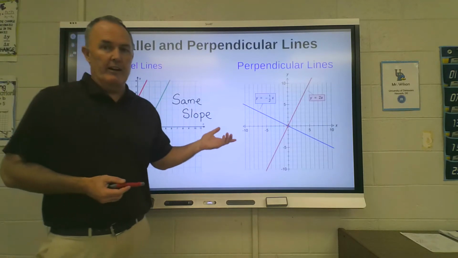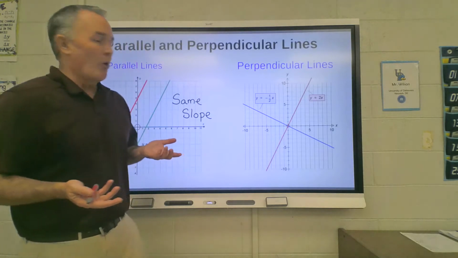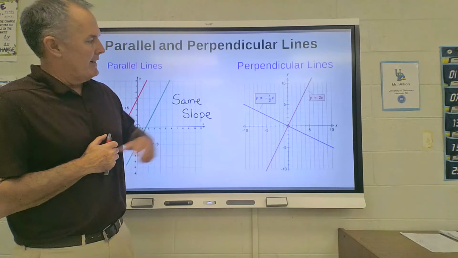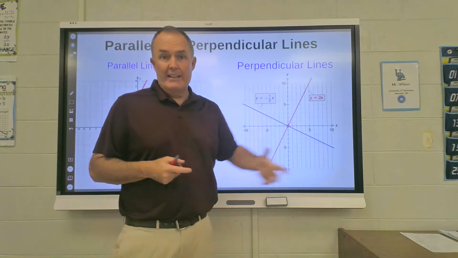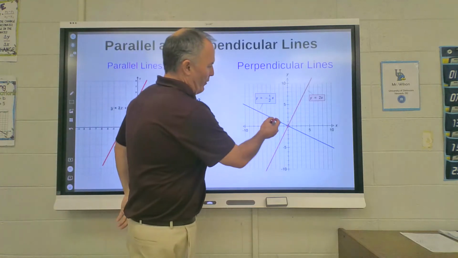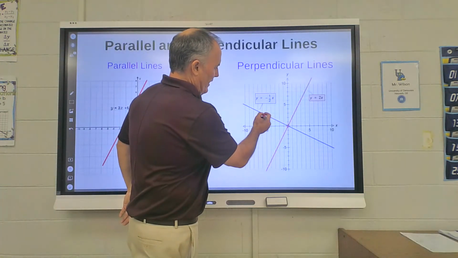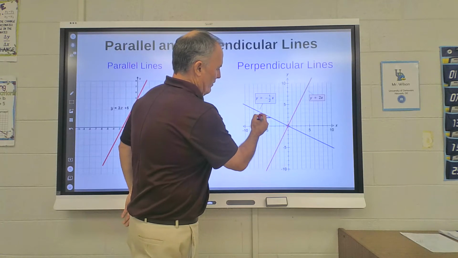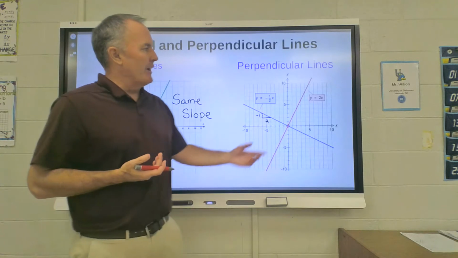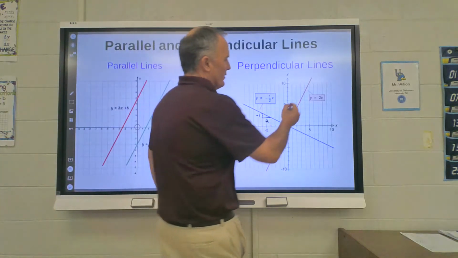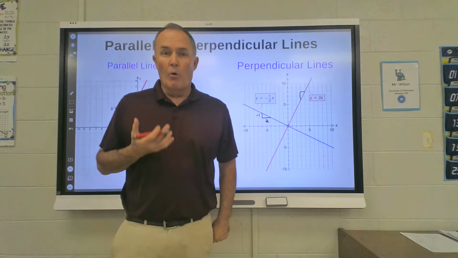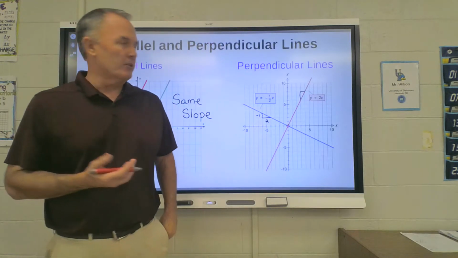Now, perpendicular lines over here don't have the same slope. As a matter of fact, they're going in perfectly opposite directions. We have a blue line going down that has a negative slope, negative 1/2, because for every one it goes down, it goes over 2. So we have a negative slope of negative 1 over 2. The other one has a slope of 2, so it's going to go up 2 over 1. So the slopes are what we call opposite reciprocals.